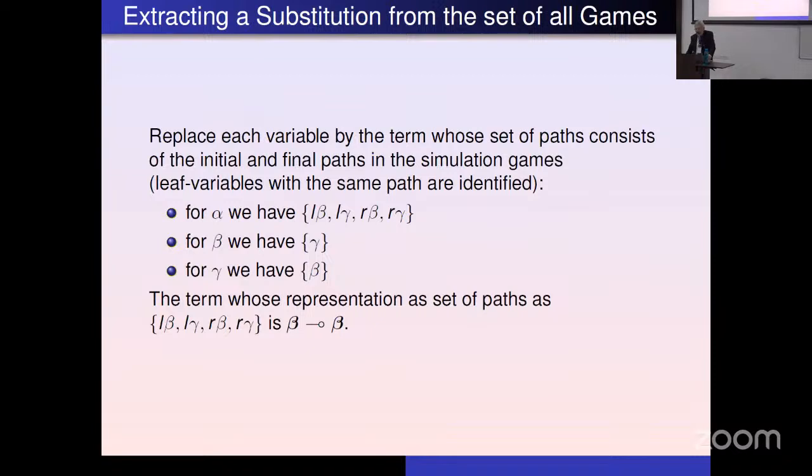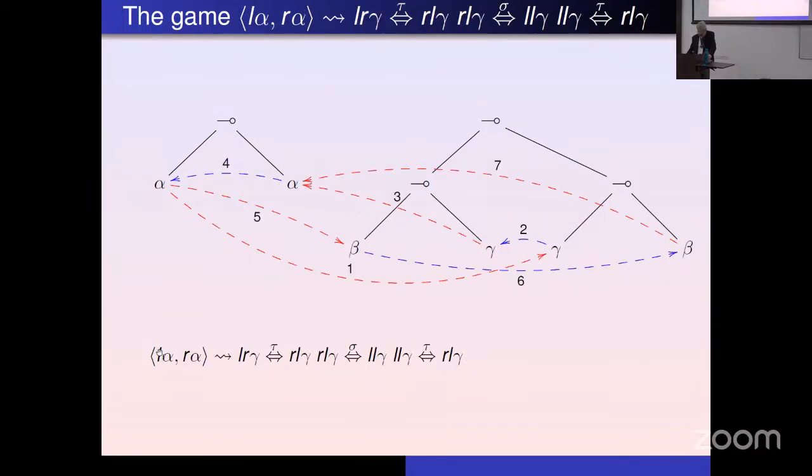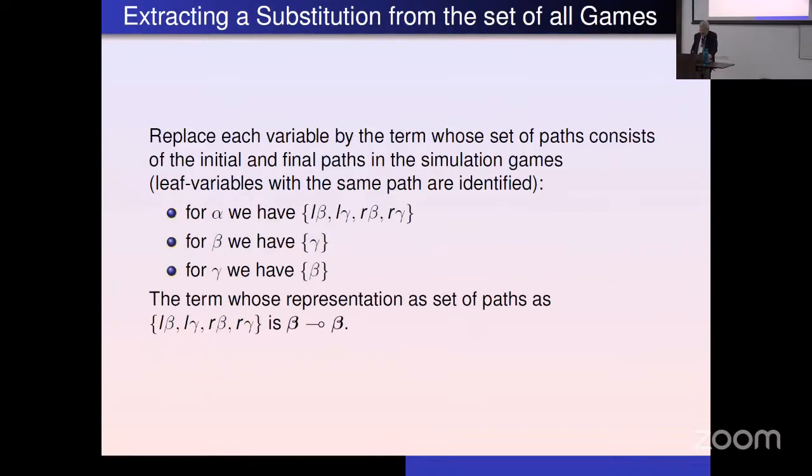Now, how can I extract the substitution? Well, if you go back, you can see that I have simulated this move in tau by this move here in sigma. And previously I had simulated this move in sigma with this move here in tau. So for each of the moves in the first term, I can find paths in the second. And so I have a collection of paths.